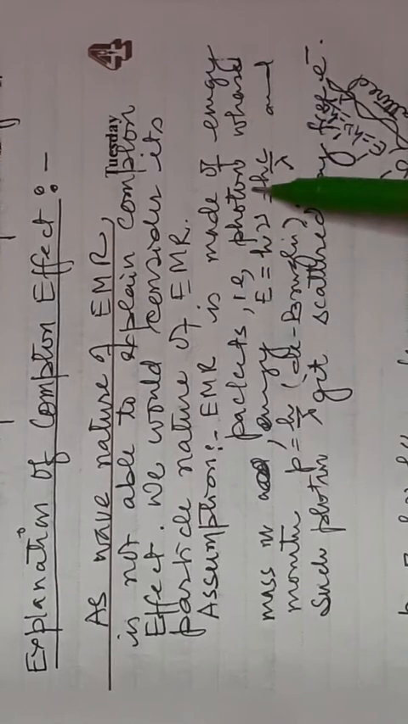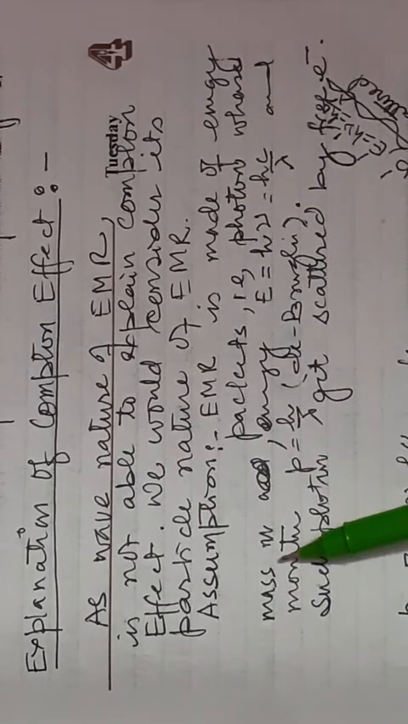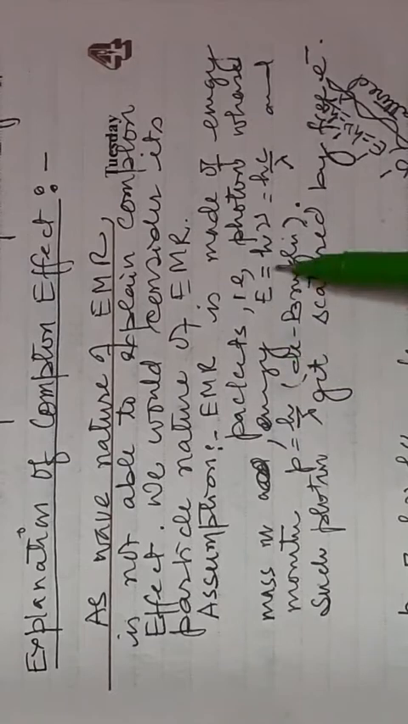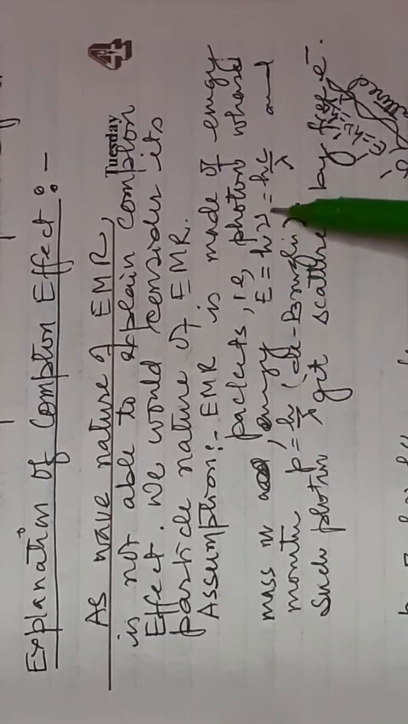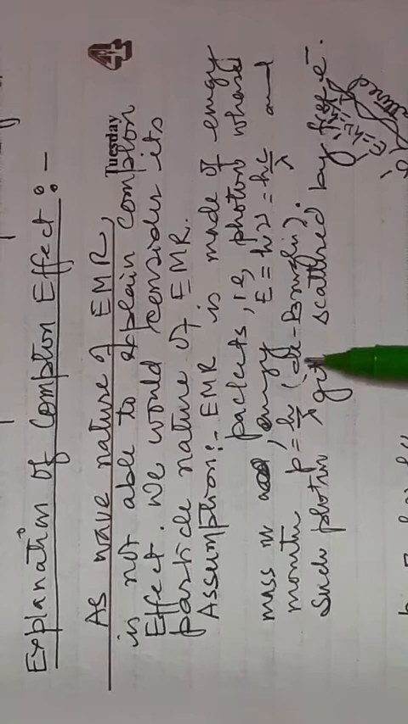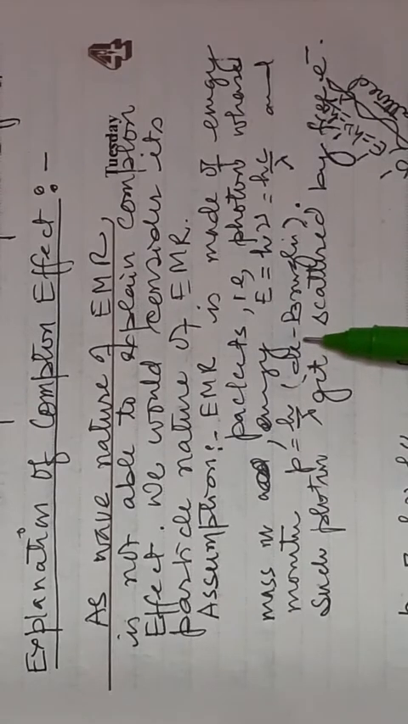Electromagnetic radiation is made of high energy particles, that is photons, whose relative mass is m and rest mass is 0. Energy E is equal to h nu, which can also be written hc upon lambda, and the momentum is p, that is h by lambda, according to the de Broglie wavelength.